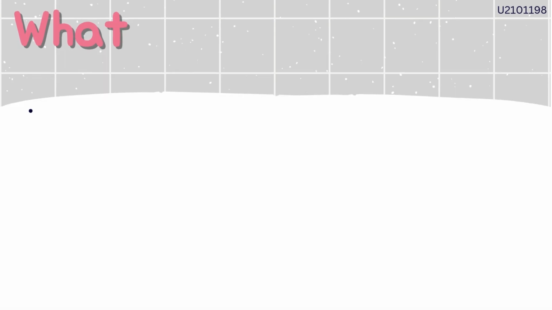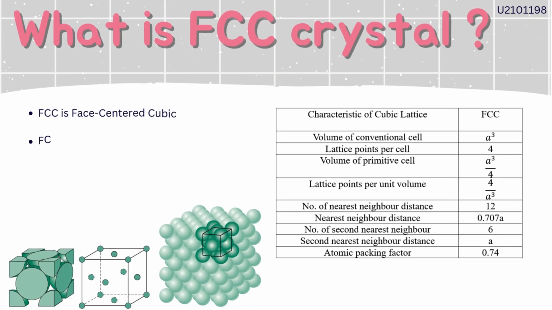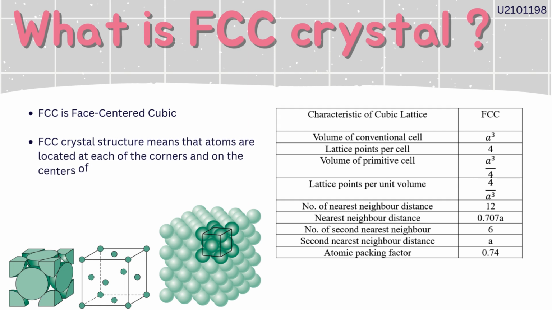What is FCC crystal actually? FCC stands for face center cubic. This crystal structure means that atoms are located at each of the corner and on the center of all the faces of the cubic unit cell. Some examples of atoms that have FCC structures are copper, aluminium, silver and oro, which is gold.